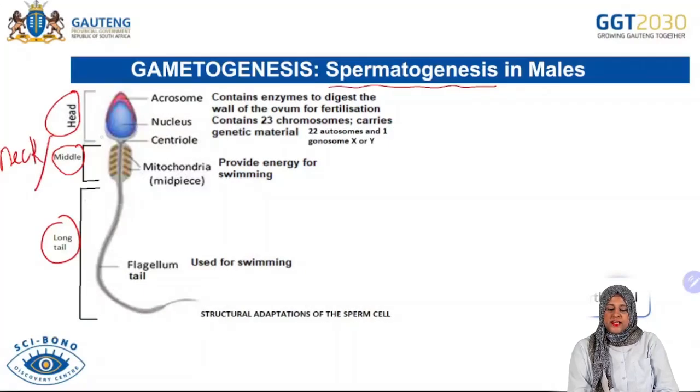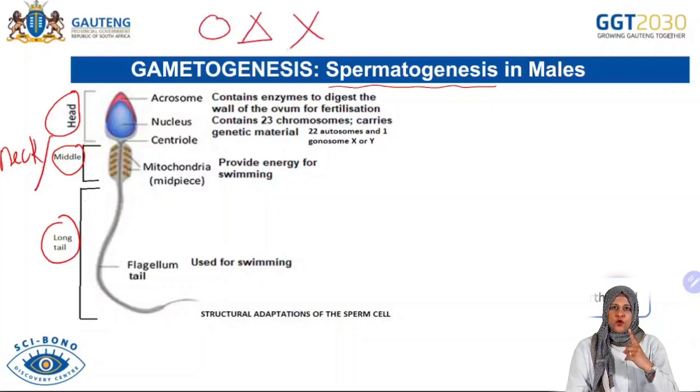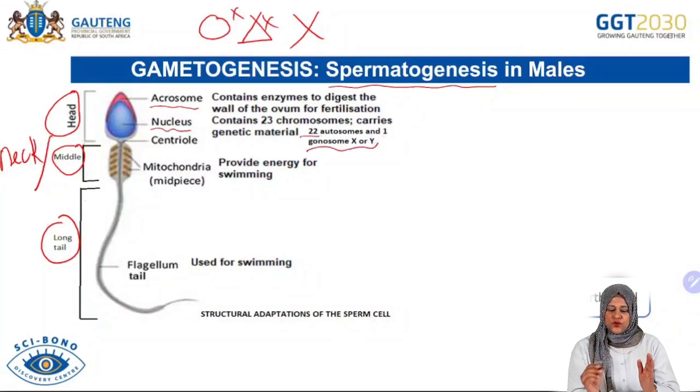the nucleus, which contains 23 chromosomes. So it has 22 autosomes and 1 gonosome. That gonosome could either be an X or a Y, because remember, the number of chromosomes in the nucleus is haploid, so there's only one set of chromosomes. Then we have the neck region, which has a large amount of mitochondria, and that is to provide energy for swimming. And then we have your tail, which enables the sperm to swim fast, for motility, to be able to allow the sperm to swim.